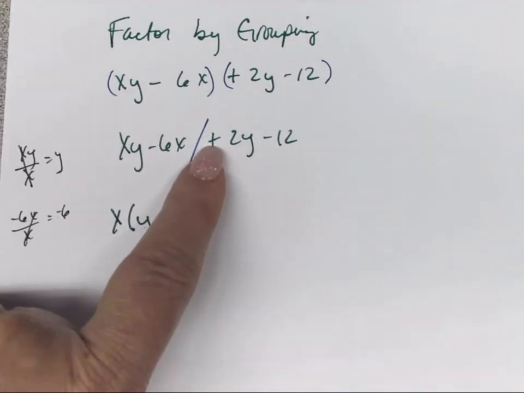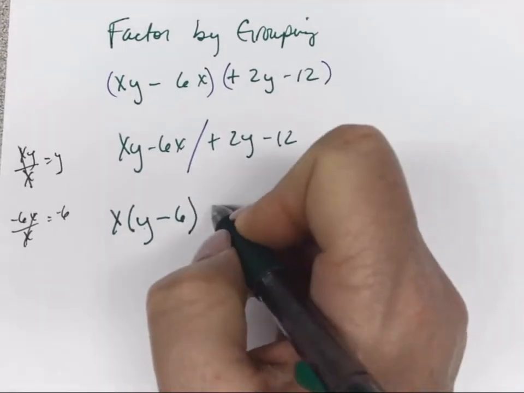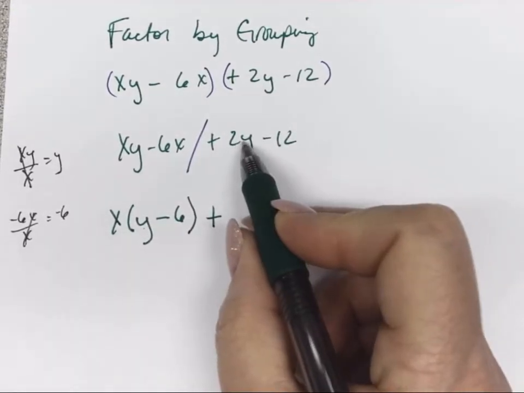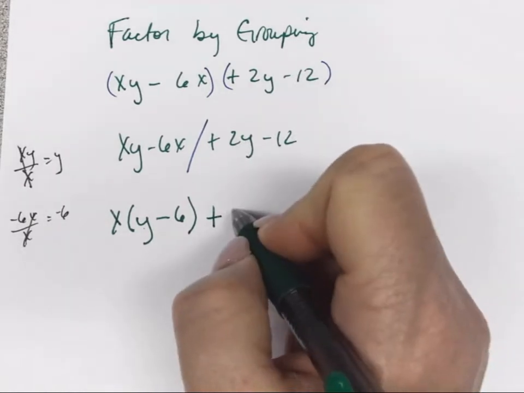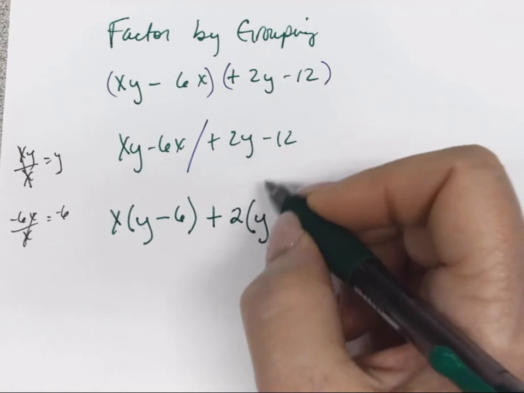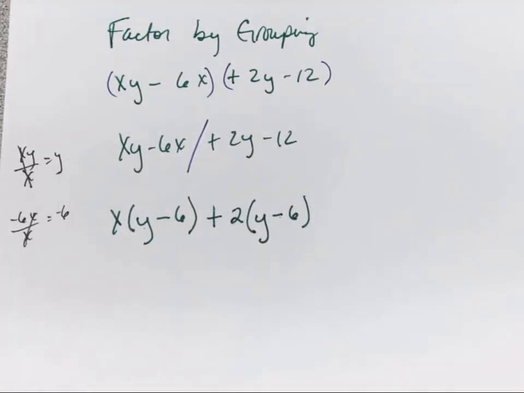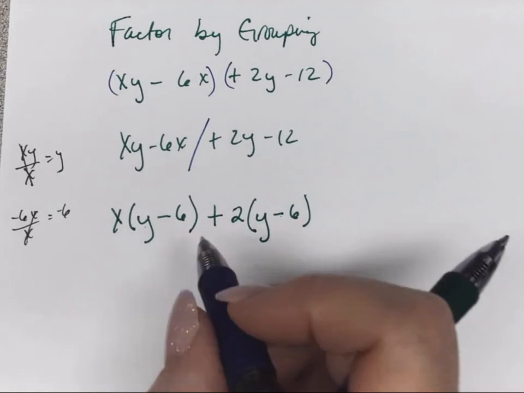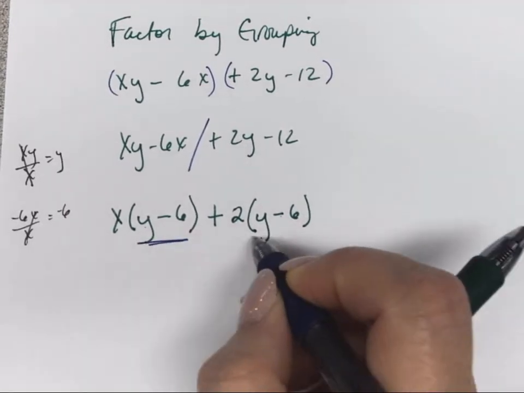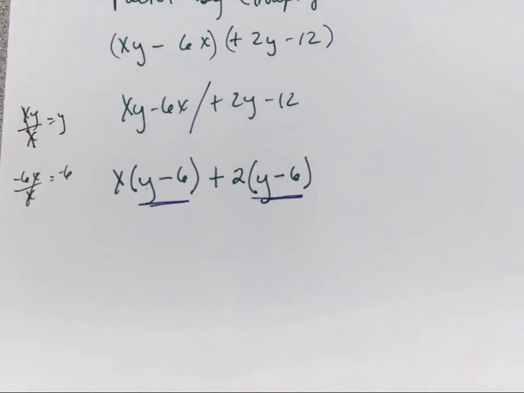Next thing is you always pull down the sign that is here. In this case, it is a plus sign. Over here, between 2y and negative 12, I can factor out a 2. I get left with a y, and 12 divided by 2 would be 6. It is negative, so we have a negative 6. Now, what I want you to notice is this and this, they match. That's when you know you did it correctly.